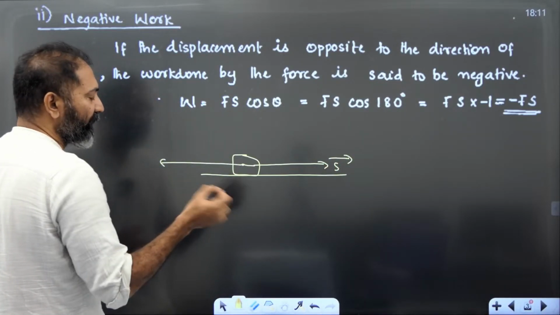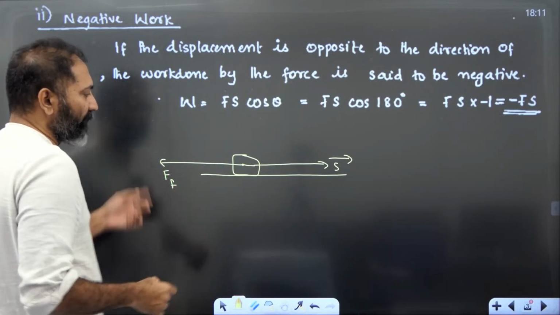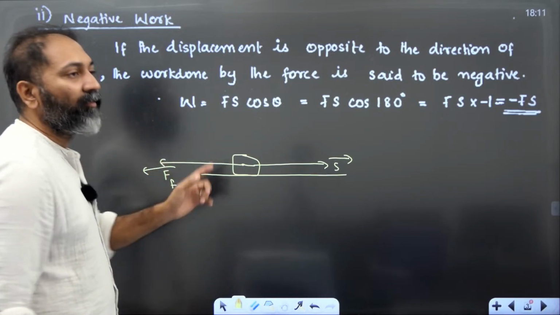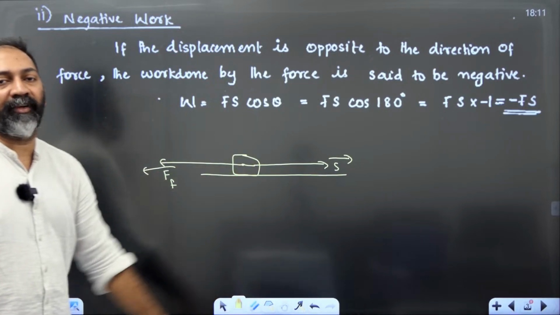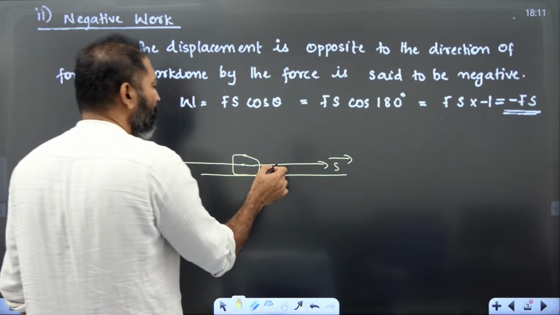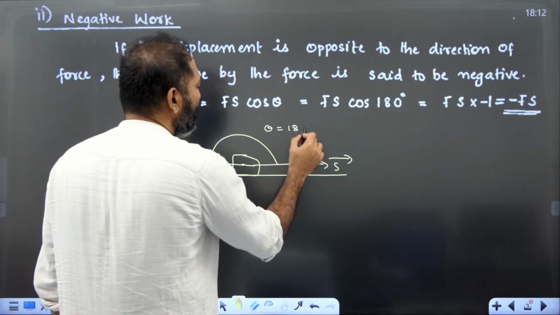Frictional force, the force caused by friction. Frictional force, F suffix F, stands for frictional force. Frictional force always opposes the motion. So frictional force is in the opposite direction of displacement. So what is the angle between displacement and the frictional force? Theta equals 180 degrees.